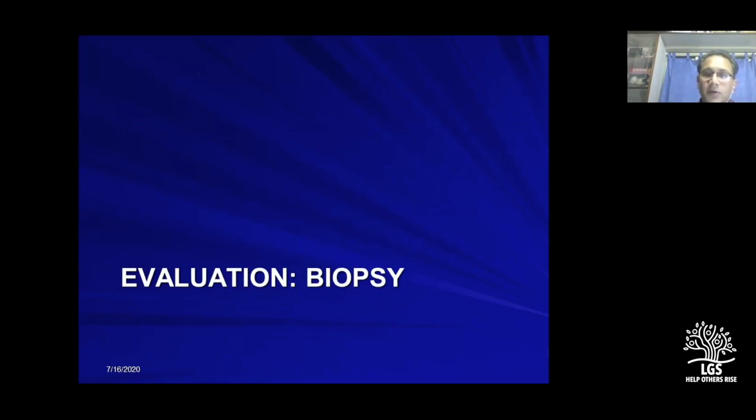Now, coming to the evaluation, how do we go about it? The important aspect is the biopsy. There are a couple of aspects of biopsy that are really important for us to understand.